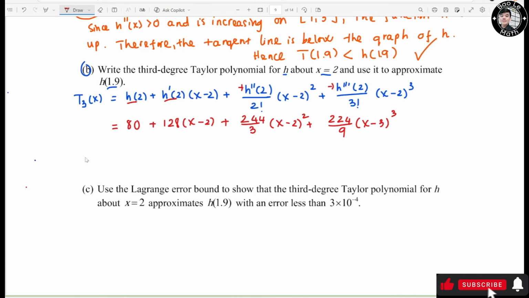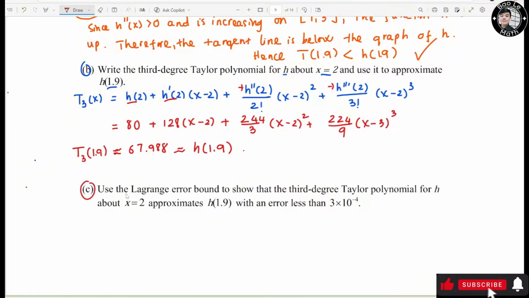So now we need to calculate T3 of 1.9. So substitute 1.9 for s and use the calculator. The answer should be approximately.